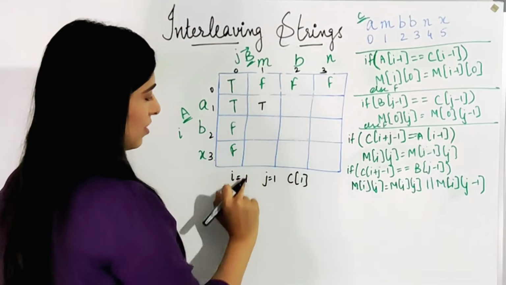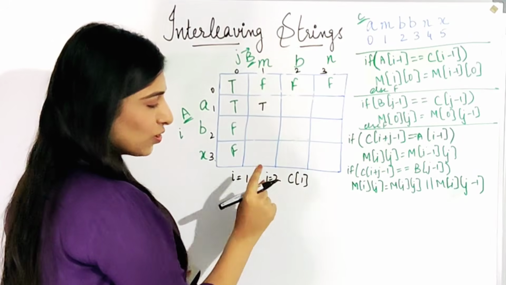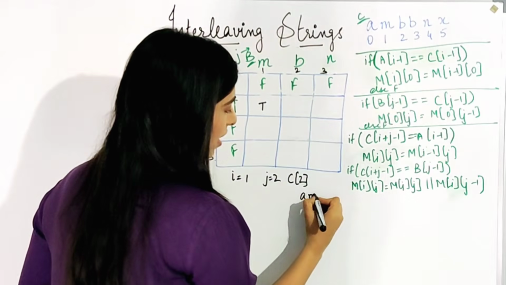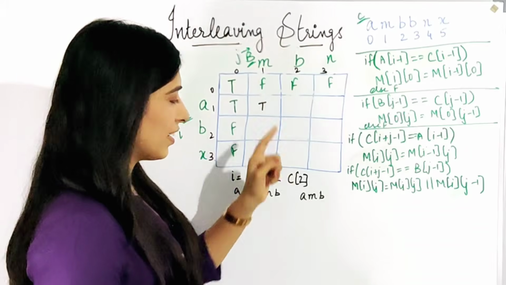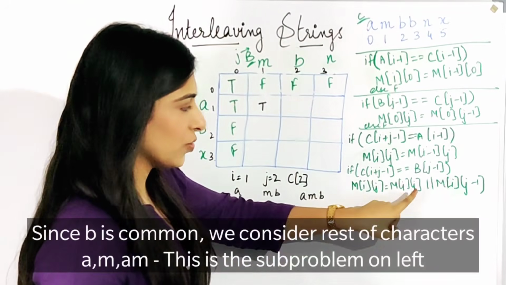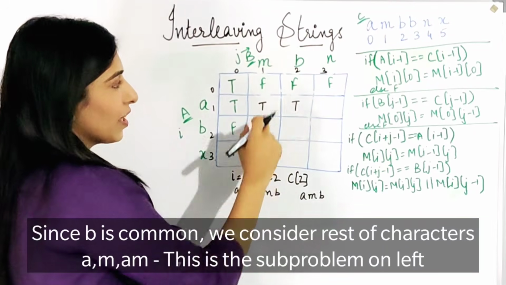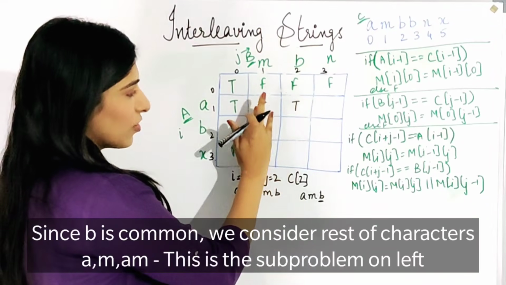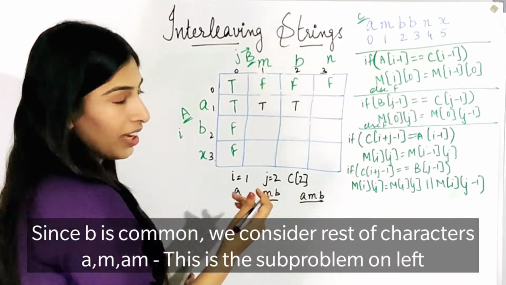Now our I value is still 1, j value has become 2. How many characters from C? 1 plus 2, that is 3, minus 1, it will be C of 2. C of 2 is what? B. So we are considering A, M, B, and from here A, from here MB, right? Now again this B does not come from A of I minus 1, right? It comes from B of j minus 1. So we will see the value on the left. Since this was true, we just write true over here. So if this value is equal to this B, we just see one value towards the left. Now since this was true, this is true. And that makes sense because AMB is interleaving of A and MB, right?